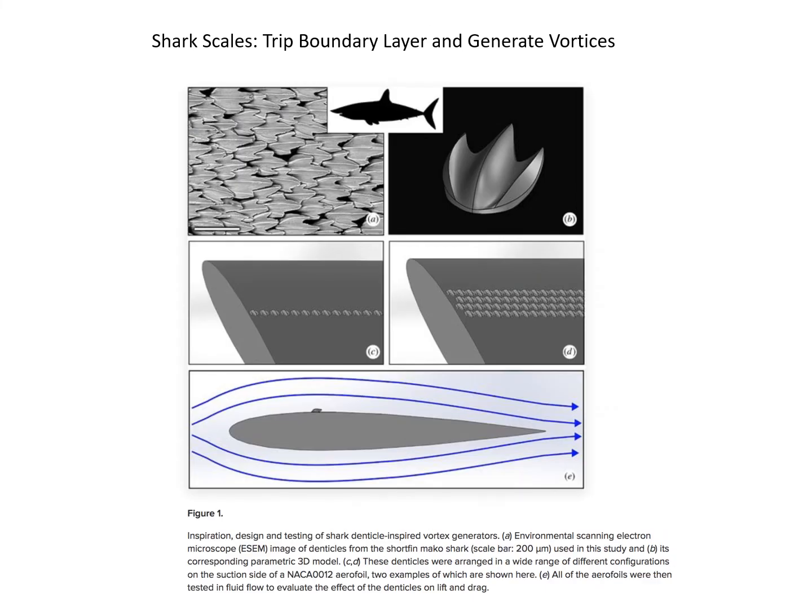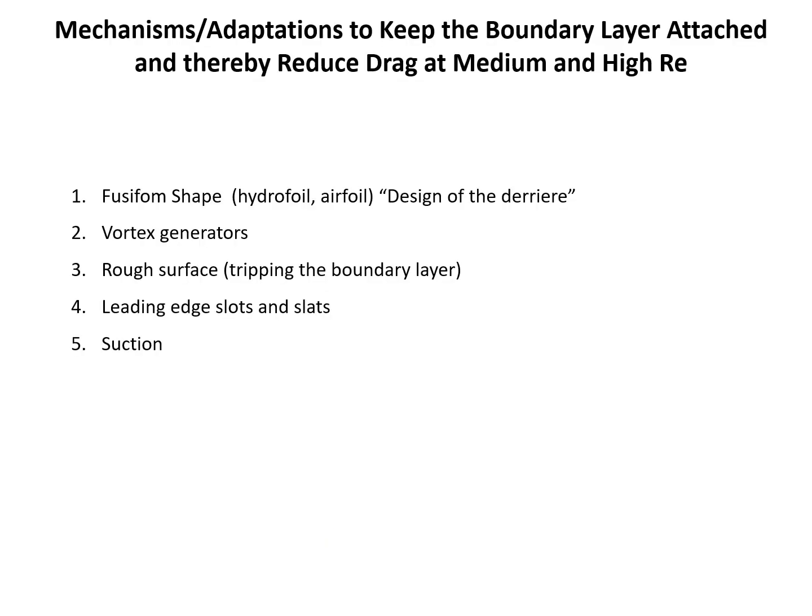These scales and studies of these scales are inspiring new designs in vortex generators to be used on human-made crafts. So it's a really cool example of how we have a lot to learn from Mother Nature. Finally, I'd like to turn your attention to some leading edge slots and slats and suction, and how this helps keep the boundary layer attached. I'm going to first show you another clip from one of these fluid dynamic films, and then I'll show you examples both on man-made devices and in nature.